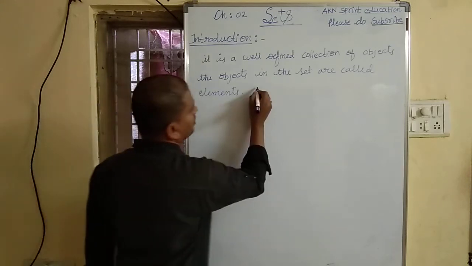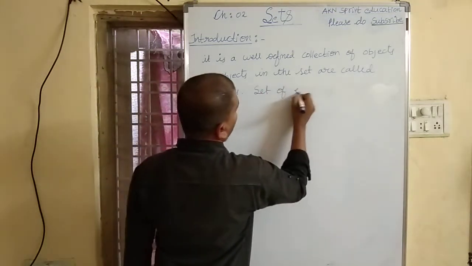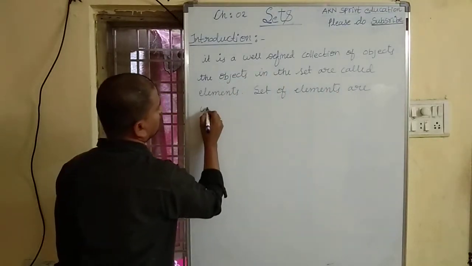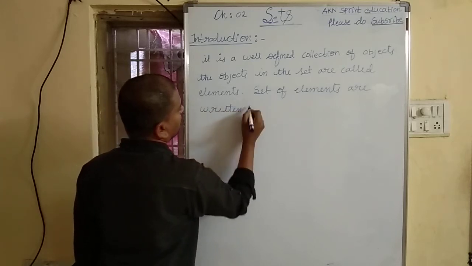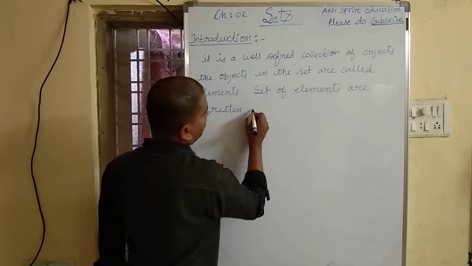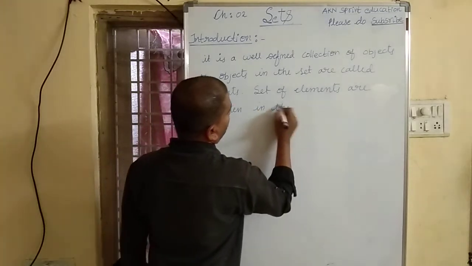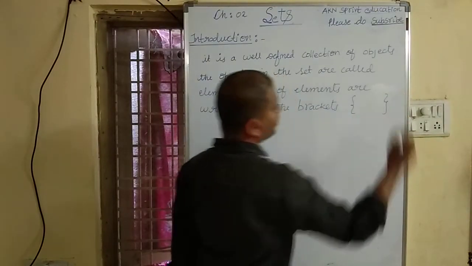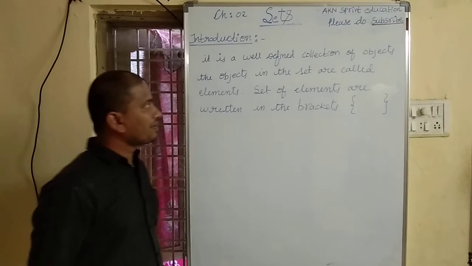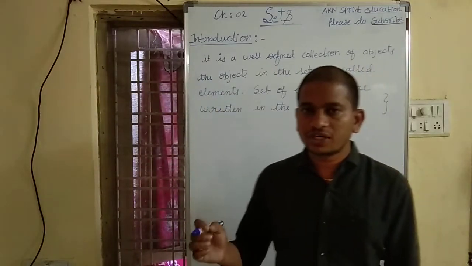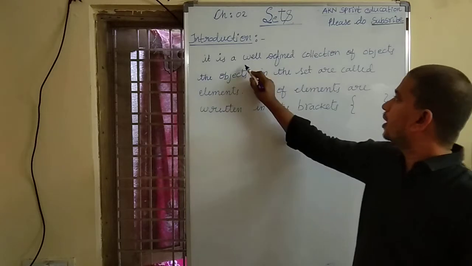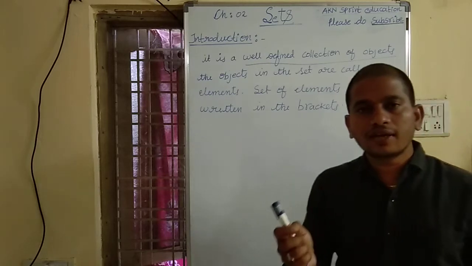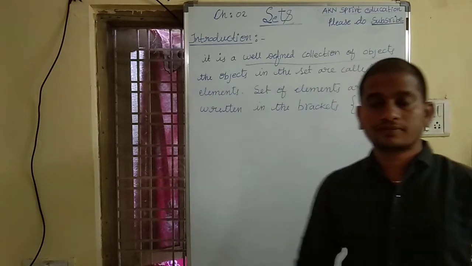Set elements are written in the brackets, that is open bracket and closed bracket. So let me explain what is the definition of set. It is a well-defined collection of objects.